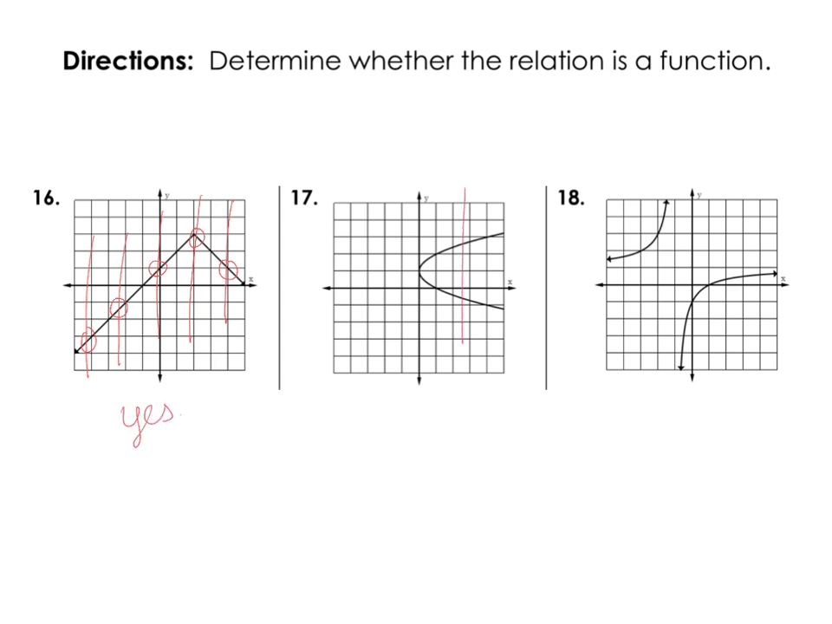If I do the same thing for number 17, however, just like in our example on the last one, a vertical line has 2 intersection points. So no, this is not a function. That one x value has 2 y values.